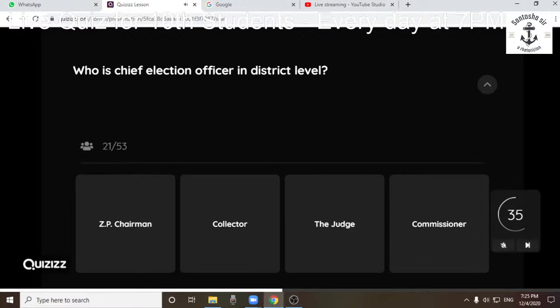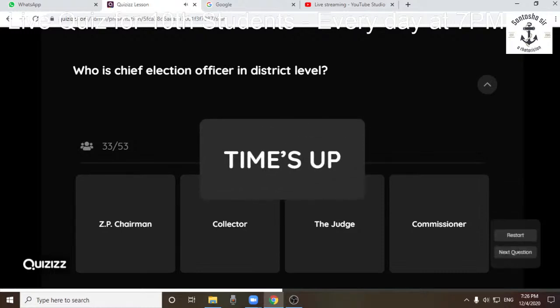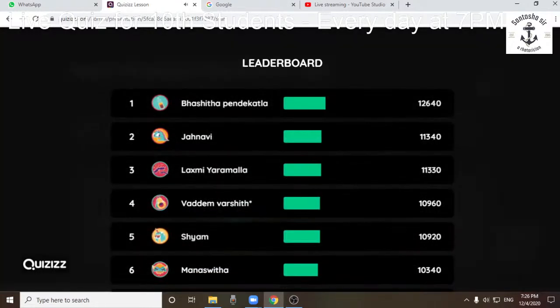You have 35 seconds more to answer this question. Who is the chief election officer at district level? Twenty seconds more. 10 seconds more. Time's up. Let's check the scores. Bashita on the top, followed by Jahnavi, Lakshmi, Varshit, Shyam, Manaswita. 19 members answered this right. Moving on to the next question.